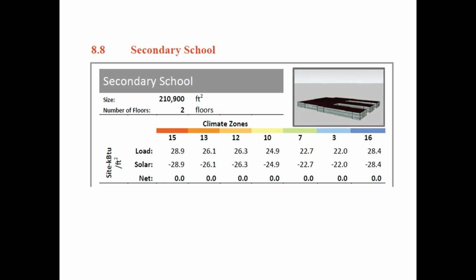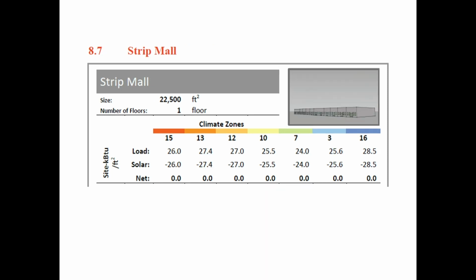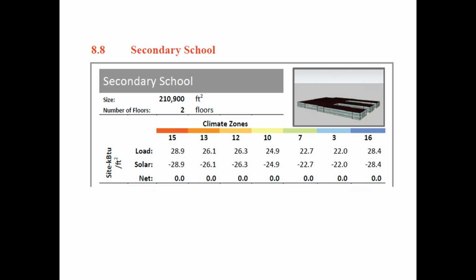Here, with a school, we're seeing again, school can get to zero net energy, and it's 2 floors. We have a lot of roof area, and so we can put enough solar on the roof to zero it out. You see a little bit more variation in the impact of climate. We're at 22, and here we're almost up at 30.